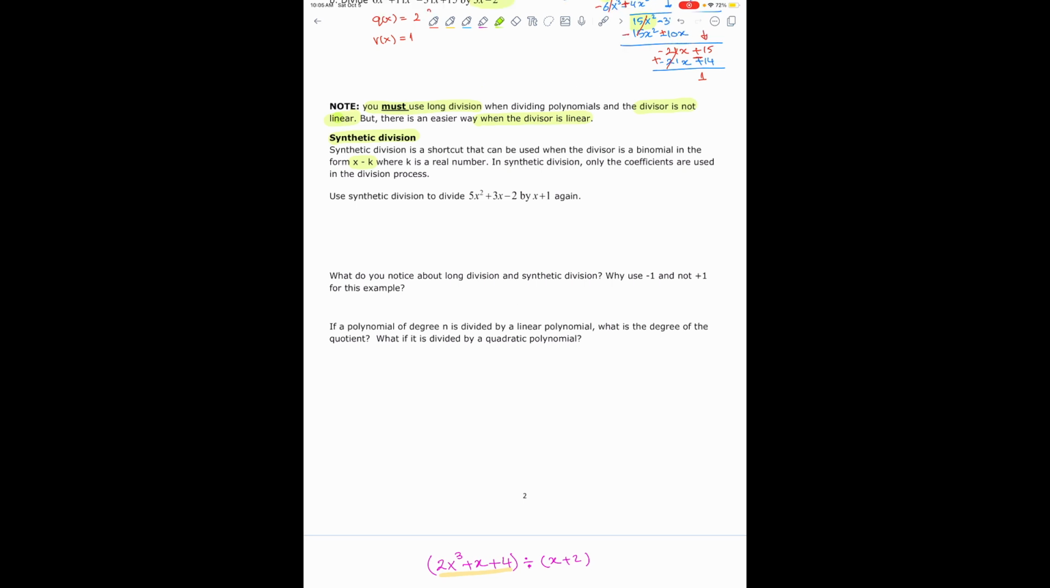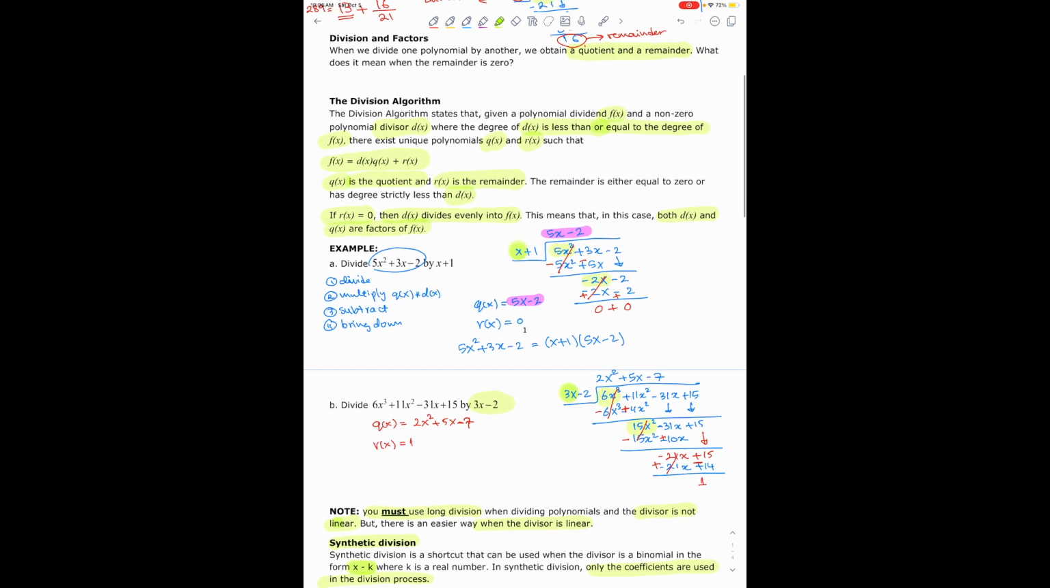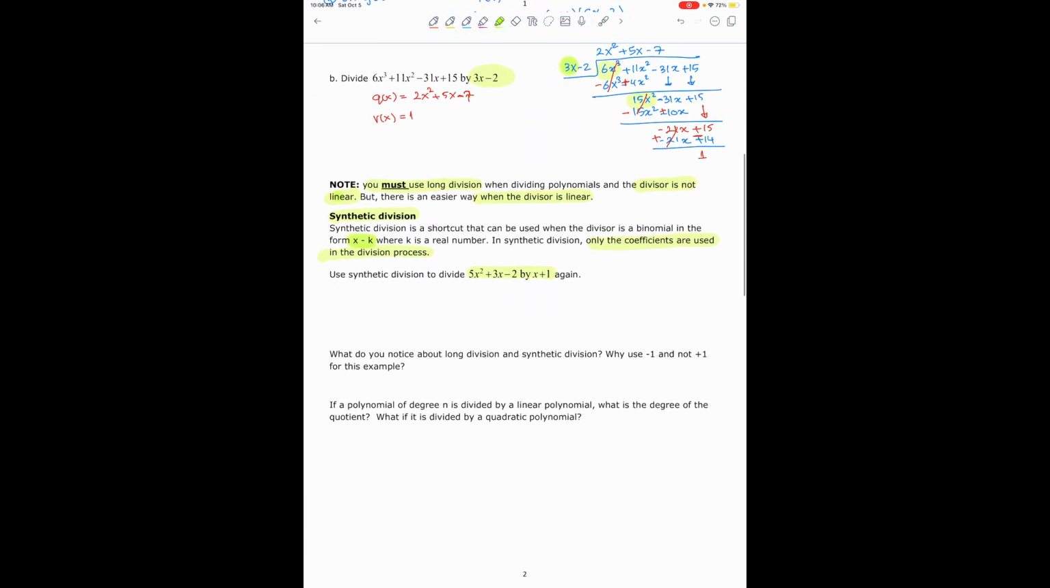K here is any real number, and the coefficient of the divisor is going to be 1. In synthetic division, we only use the coefficients for the division process. We don't use the variables in this case. If we would like to use synthetic division for this division, which we did previously right here, how are we going to do it? We're going to do it this way.